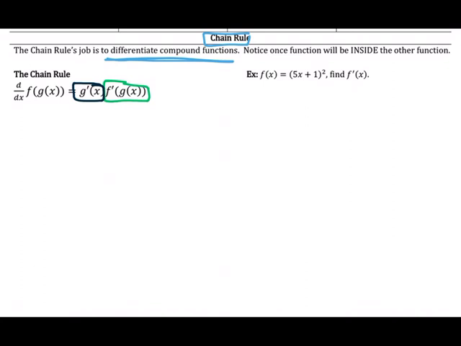For this example, what's the inside function? The inside function is 5x plus 1. And what's the outside function? The outside function is something squared. So when we find f prime of x, we're going to take the derivative of the outside function, stuff to the power of 2. What is the derivative of something to the power of 2? It's 2 times something to the power of 1. We apply the power rule: we drop the 2 in front, and we decrease the exponent by 1. Inside, you're just going to keep the same inside function that you had to begin with.